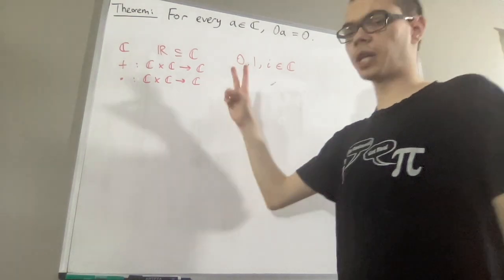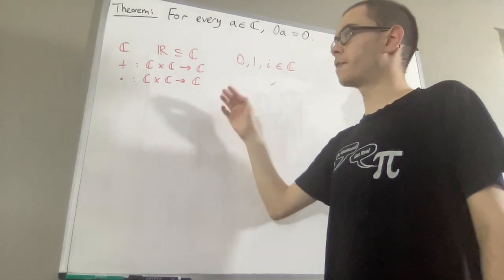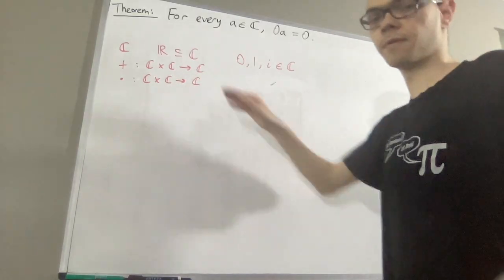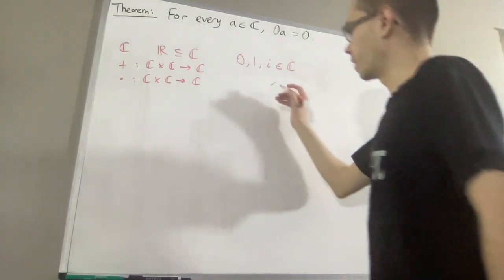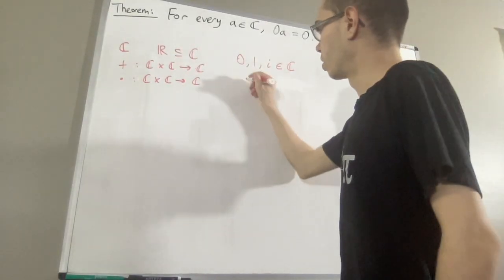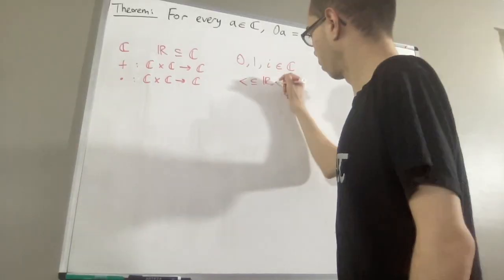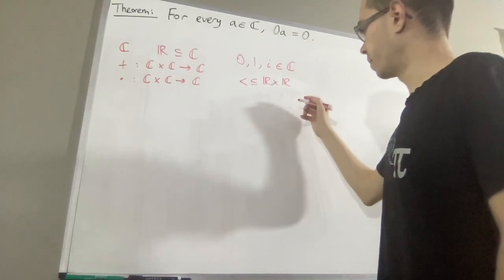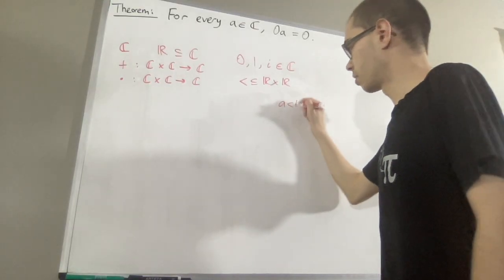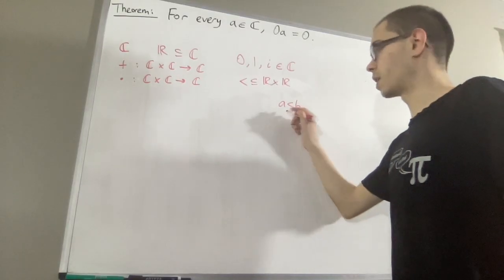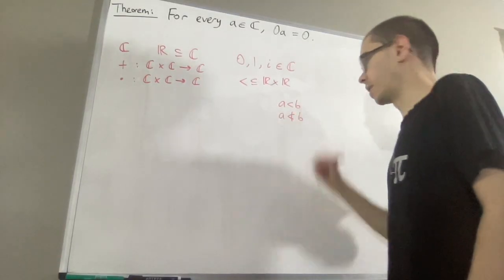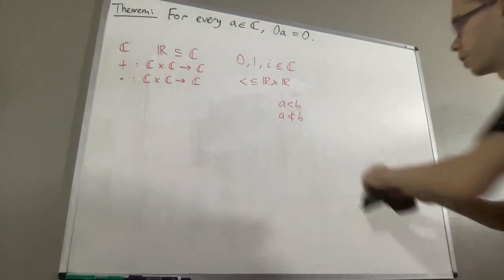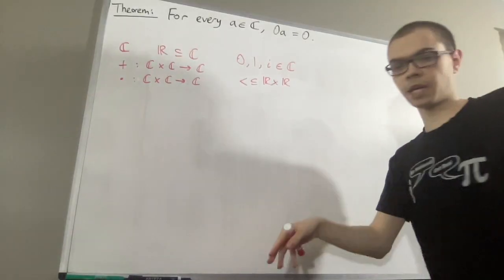So given any 2 complex numbers a and b, we have that a plus b is a complex number and a times b is a complex number. And finally, we are given a relation on the set of real numbers called the less than relation. So given any 2 real numbers a and b, it might be the case that a is less than b, and we write this. Otherwise, a is not less than b. Okay, and from here we have a list of axioms, which I have listed down in the description below.